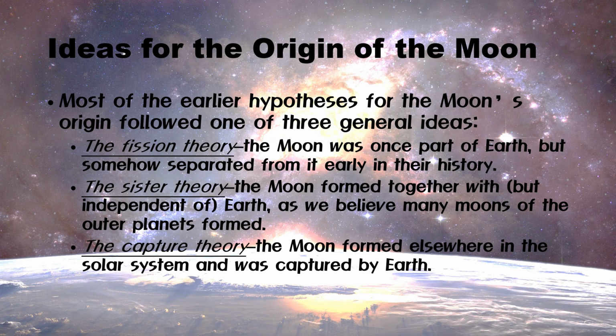The next was the sister theory, that the moon formed together with, but independent of Earth, as we believe many of the moons of other planets formed. The next was the capture theory, that the moon formed elsewhere in the solar system and was eventually captured by Earth in its orbit.